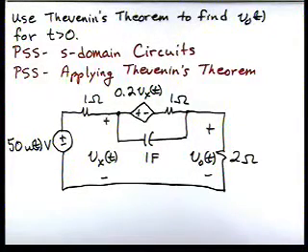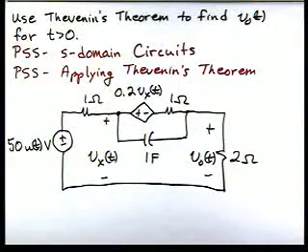In this problem, we're asked to use Thevenin's theorem to find V0 of t for t greater than 0. We're going to utilize two problem-solving strategies. One is S-domain circuits, and the other one is applying Thevenin's theorem. If we look at our circuit there, we've got a dependent source this time, and we've got a voltage source. It's 50 U of t.